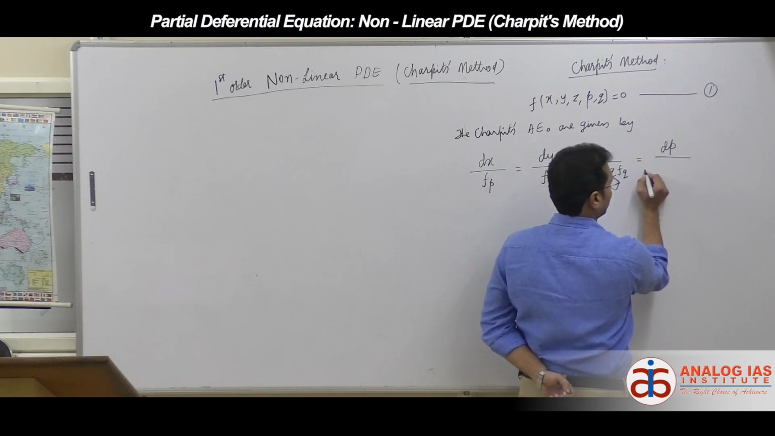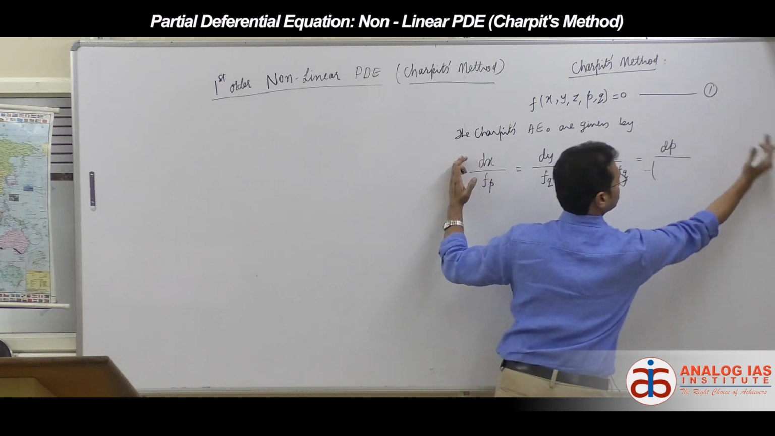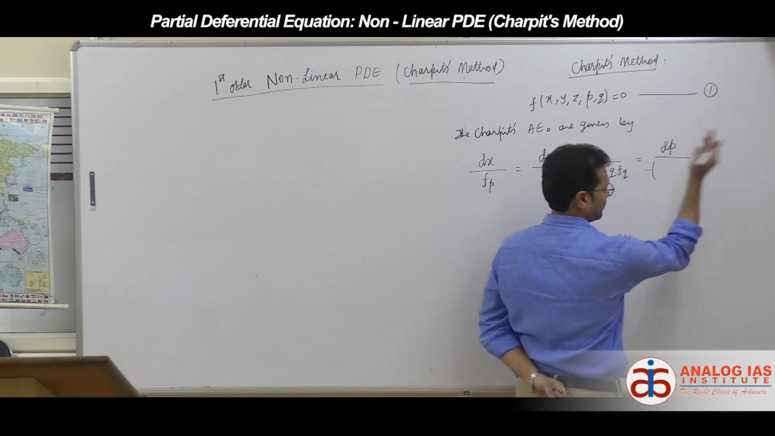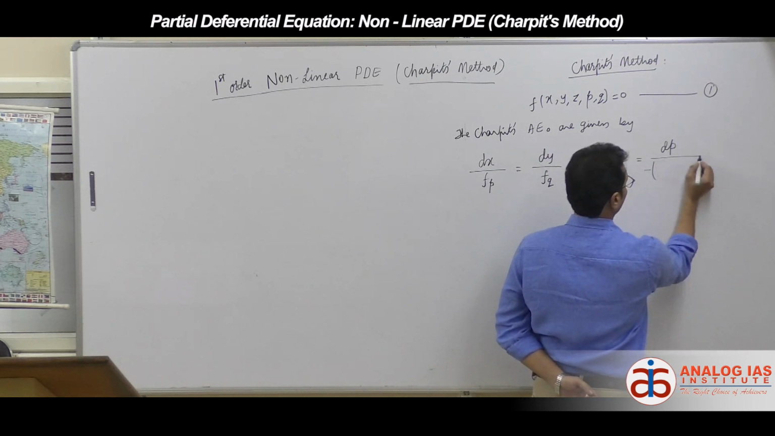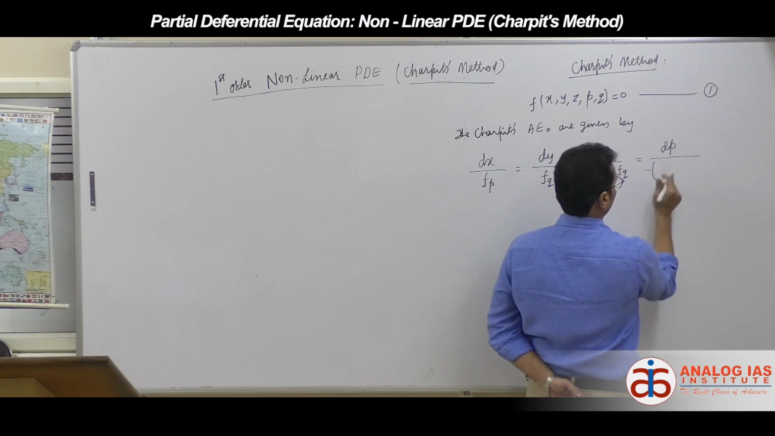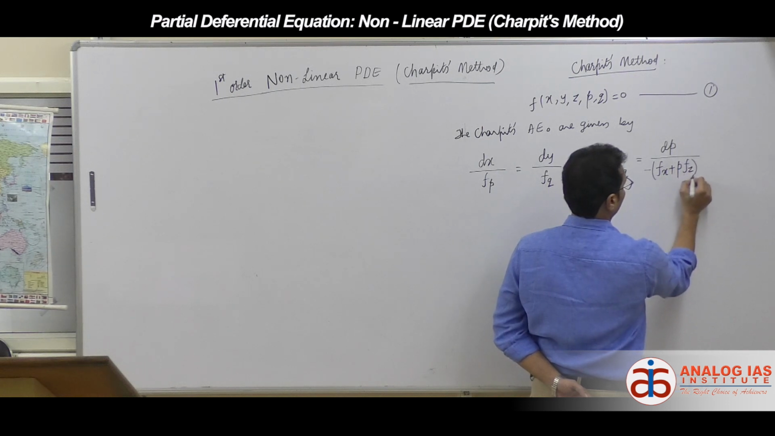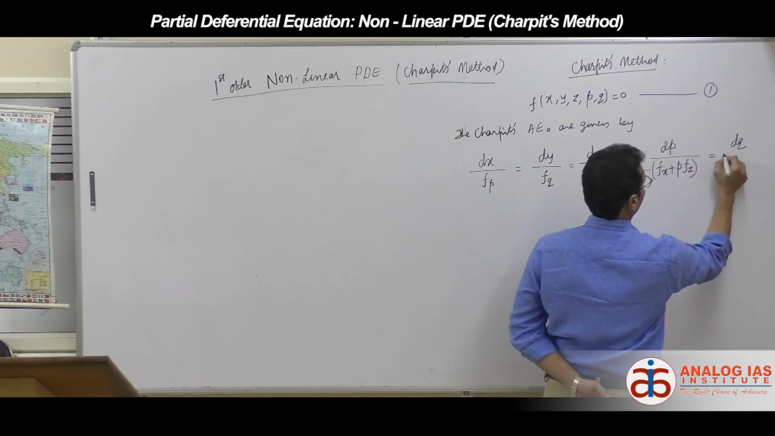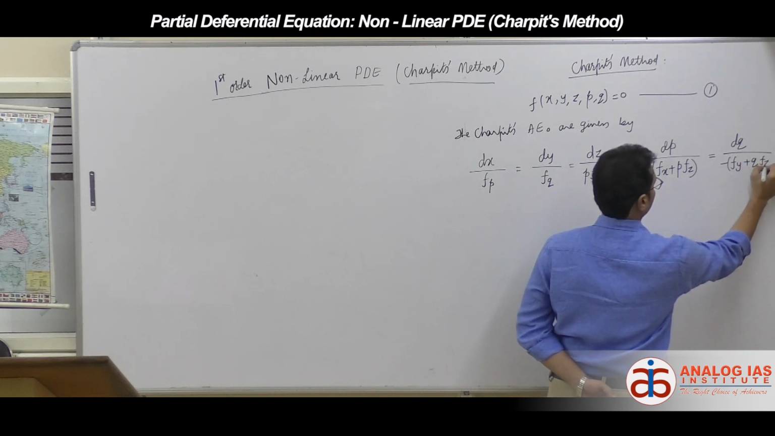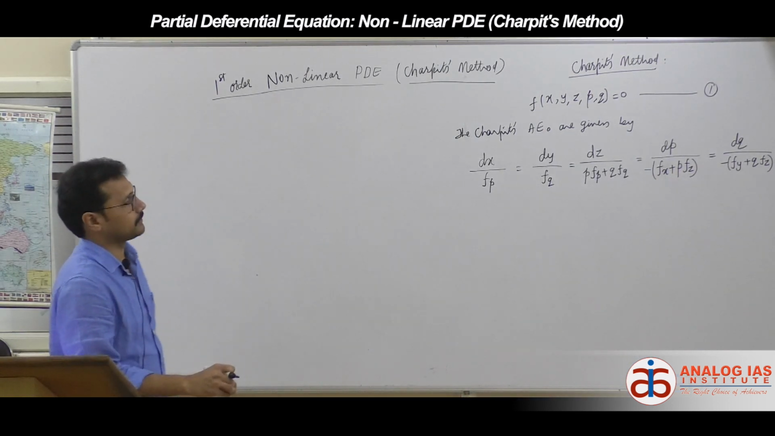In fact, this is Lagrange's one, which is extended to dp's and dq's by Charpit. That's the only thing. Anyway, I will explain that later. dp by minus of fx plus p fz is equal to dq by minus of fy plus q fz.